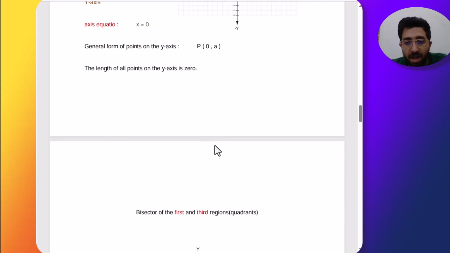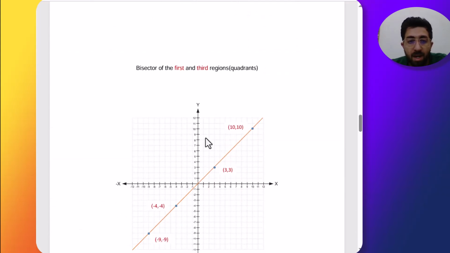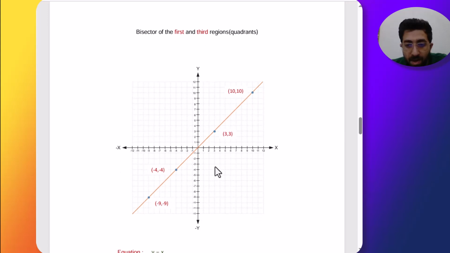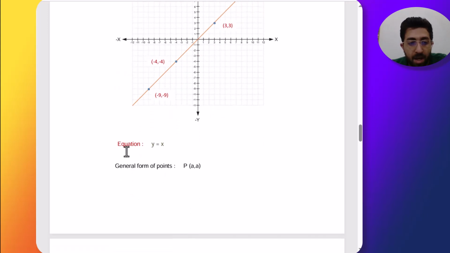The next thing is the bisector of the first and third quadrants. This line bisects the first and third regions, and any point whose length and width are equal to each other lies on this line, like (10, 10), (3, 3), (-4, -4), (-9, -9). The equation of this line is y = x, and the general form of points is like that.